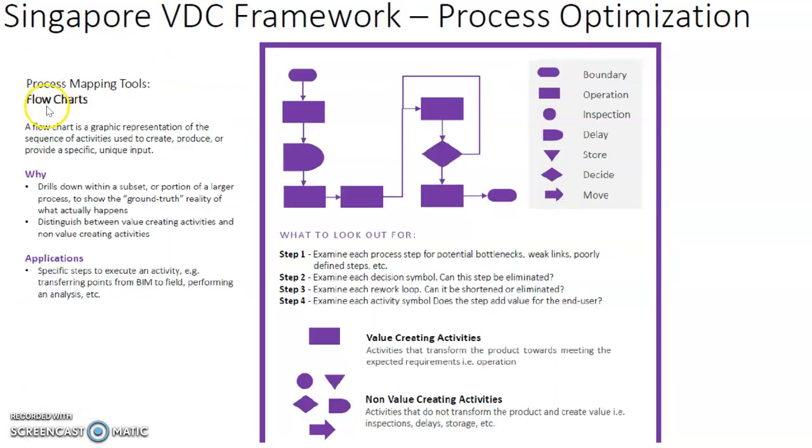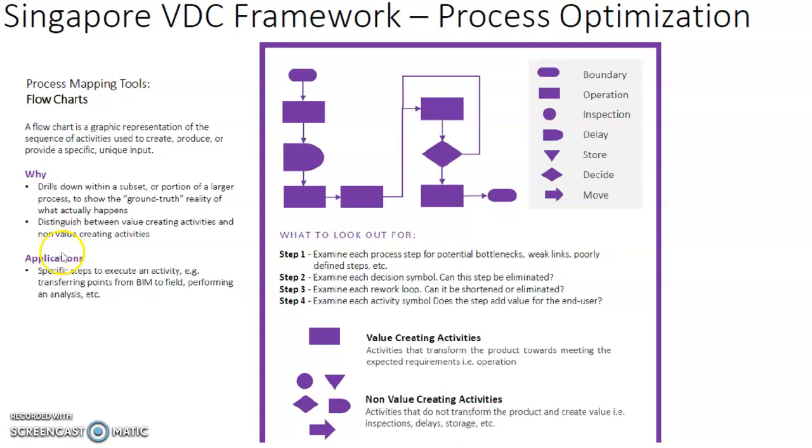We can also use the flowchart as a process mapping tool. A flowchart is a graphical representation of the sequence of activities used to create, produce, or provide a specific or unique input or output. Why do we use a flowchart? Well, the flowchart allows us to drill down within a subset or portion of a larger process to show the ground truth reality of what actually happens. The flowchart will distinguish between value creating activities and non-value creating activities.